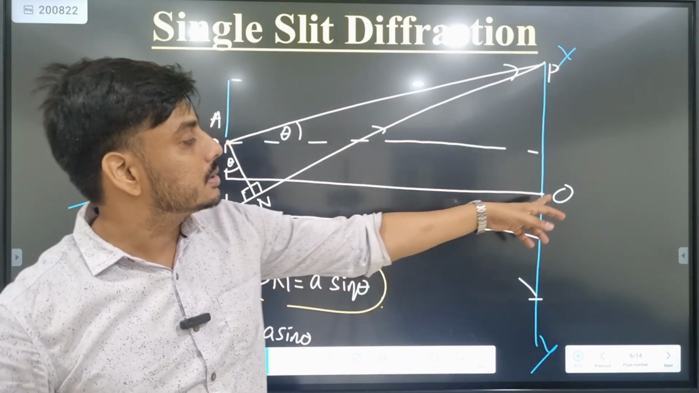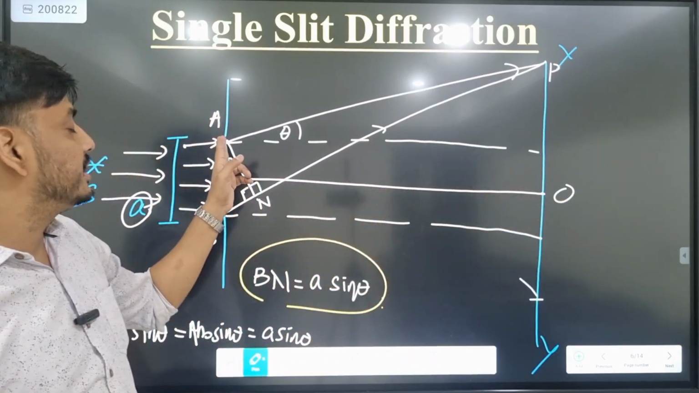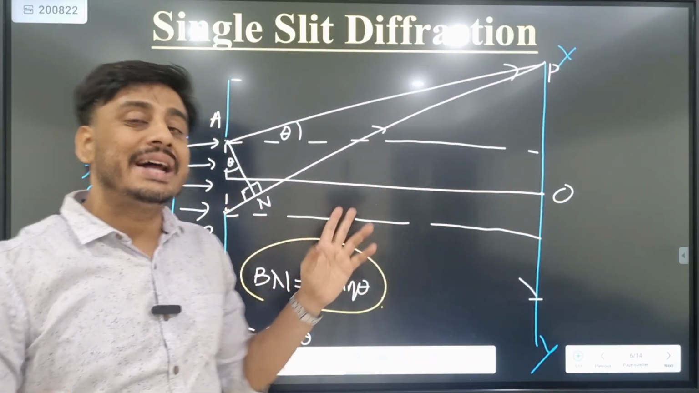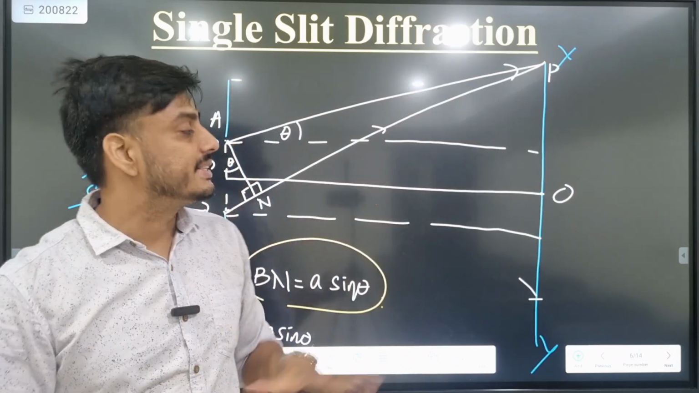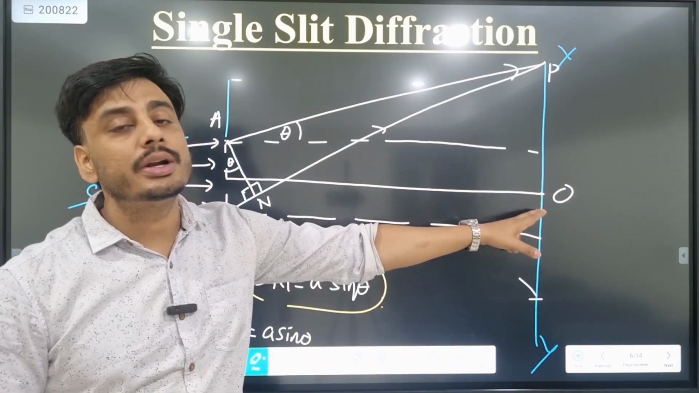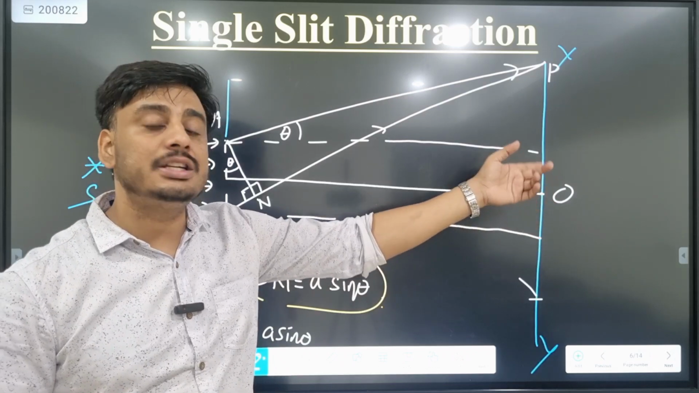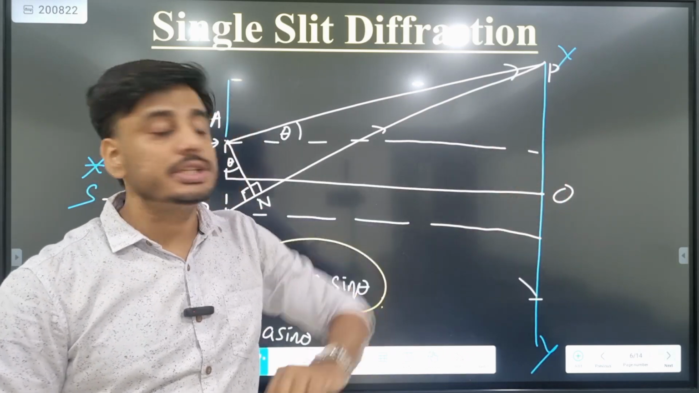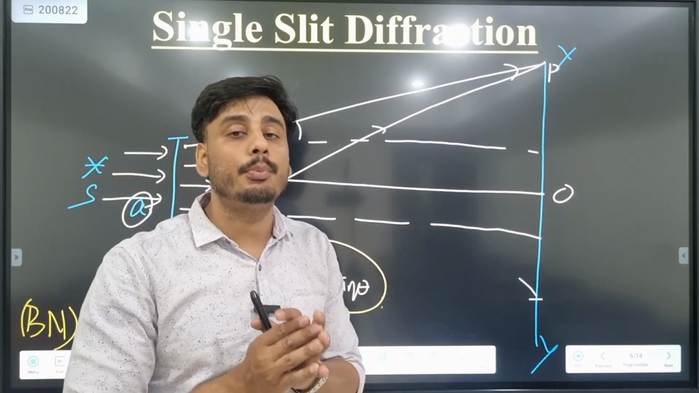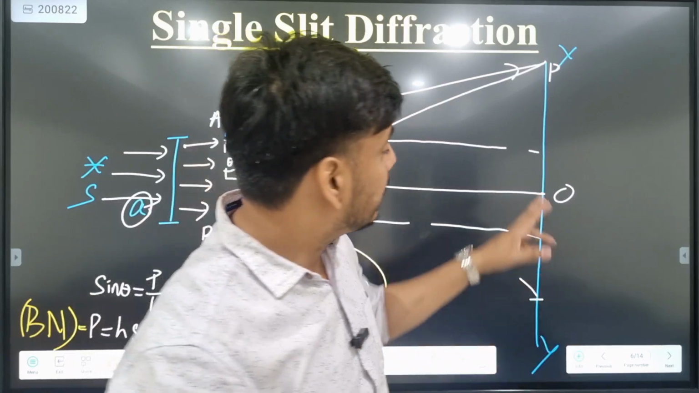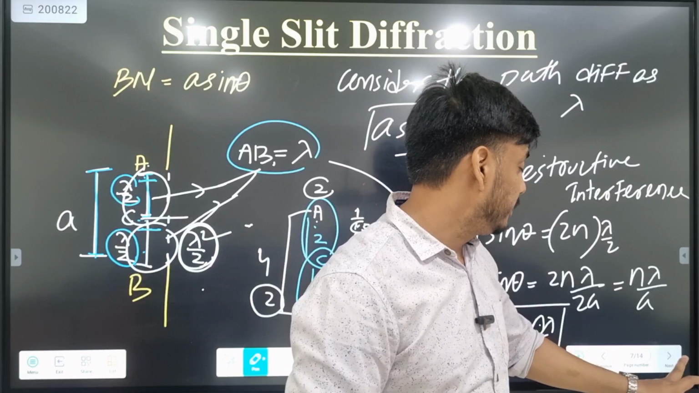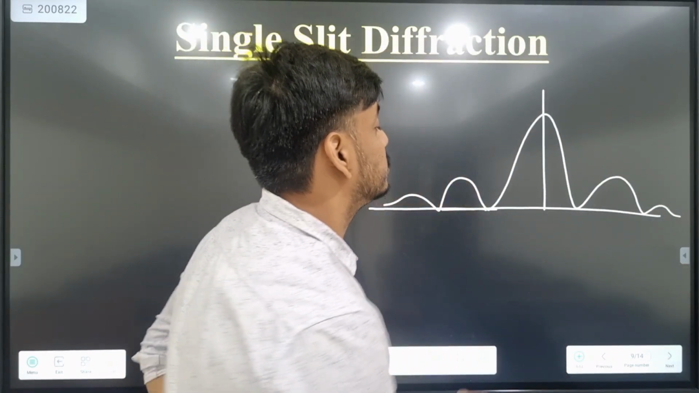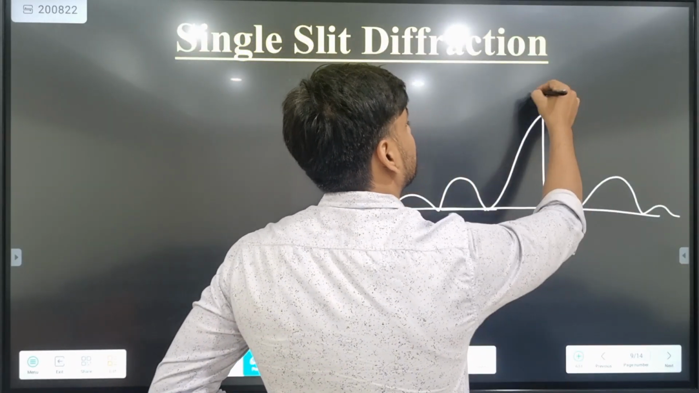In the diagram, you can see point O is at equal distance from A as well as B. So the path difference between light traveling from A to O and B to O is the same, so the path difference will be 0. If the path difference is 0, point O will be a maximum point or bright point. So we call that point the central maximum. The intensity of the central maxima is always maximum here.